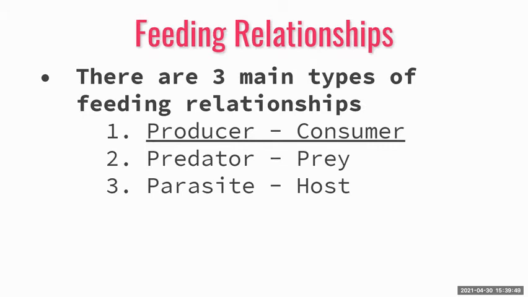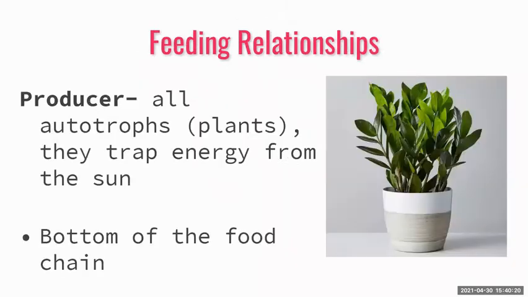Lastly, we're going to talk about different feeders with this specific feeding relationship. So there are 3 main types of feeding relationships that we'll talk about. There's the producer and consumer, there's predator and prey, and parasite and host. So a producer is an autotroph, auto meaning self, troph meaning feeding.